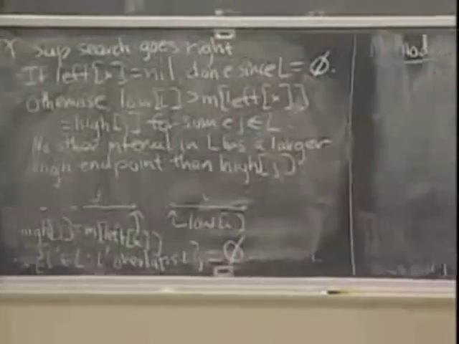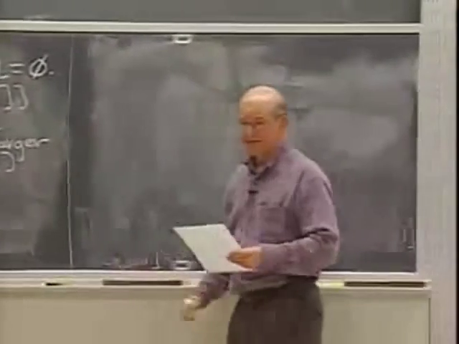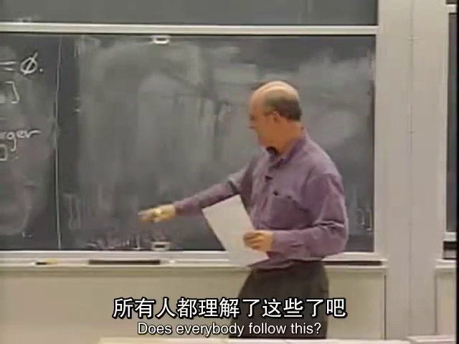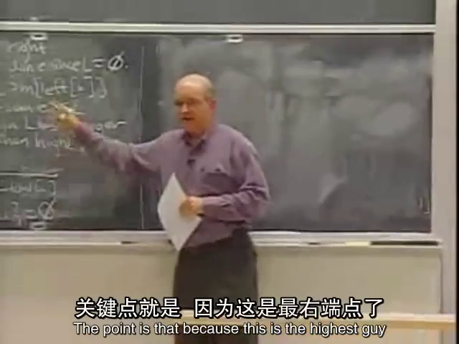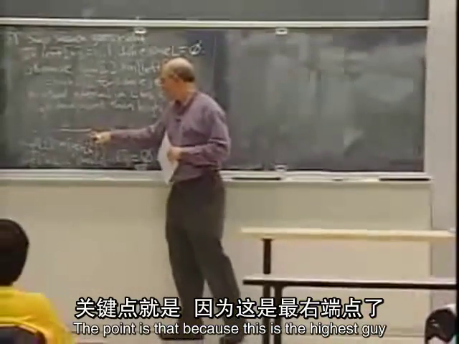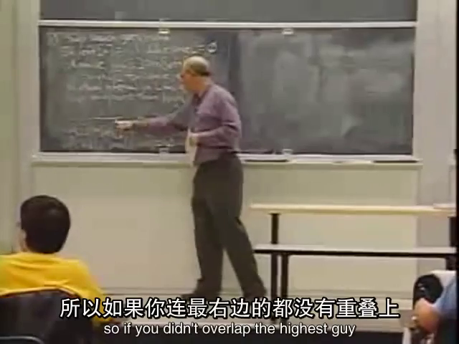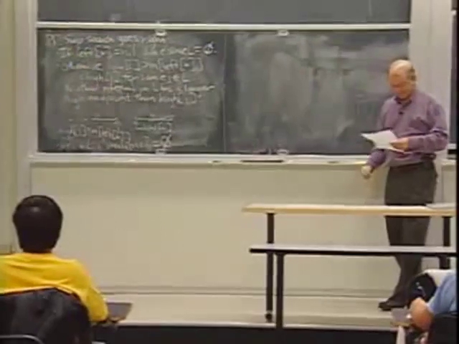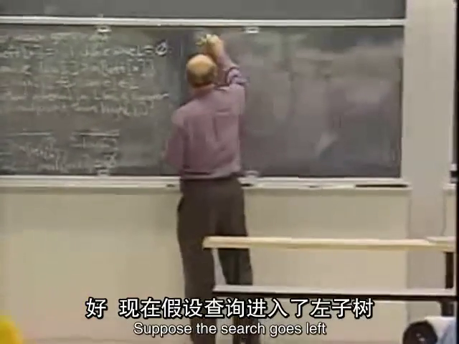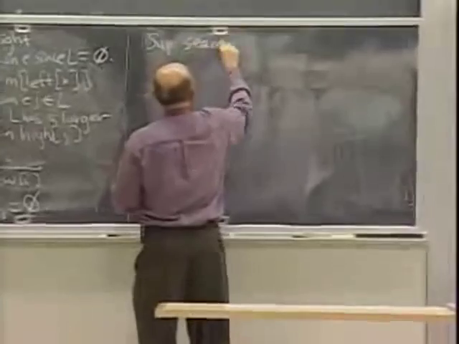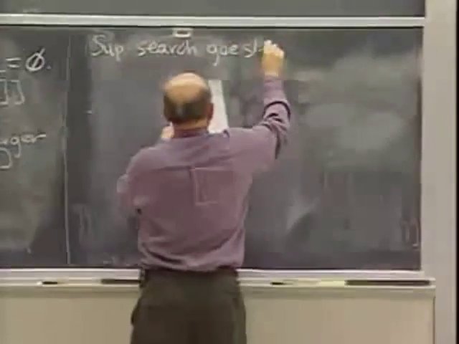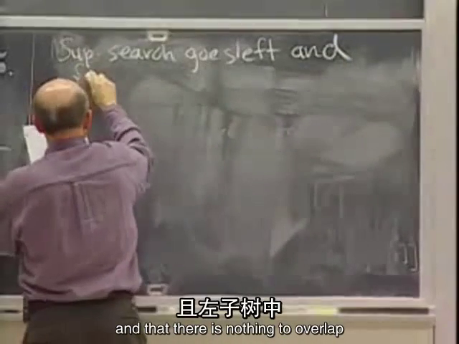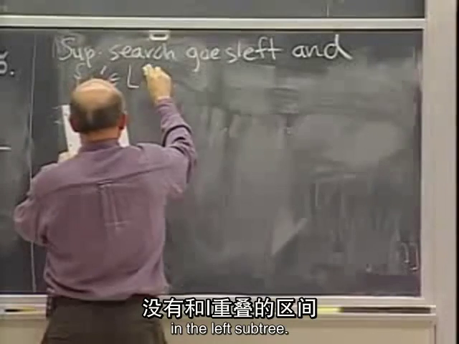And now the hard case. Everybody stretch. Hard case. So everybody follow this? So the point is that because this is the highest guy, everybody else has to be left, so if you didn't overlap the highest guy, you're not going to overlap anybody. Suppose the search goes left, and that there's nothing to overlap in the left subtree.